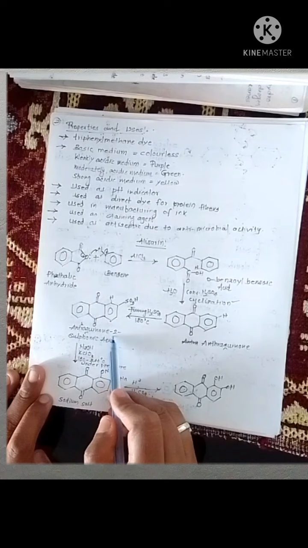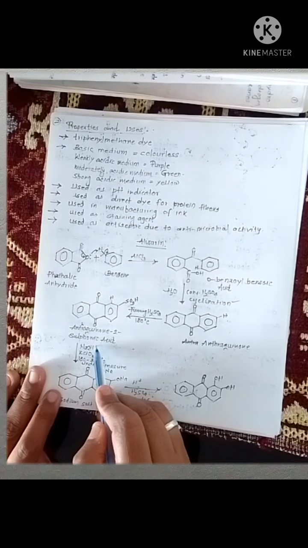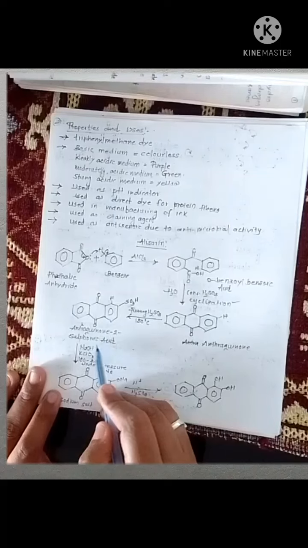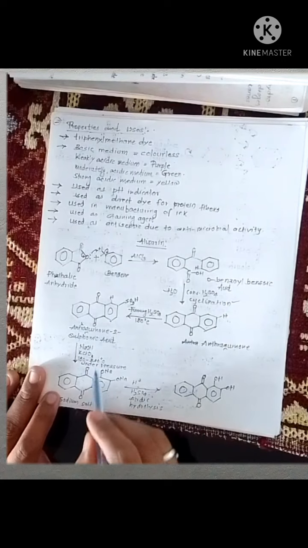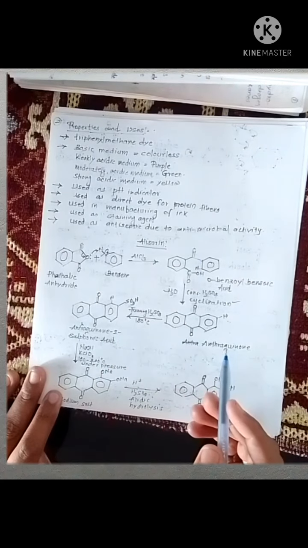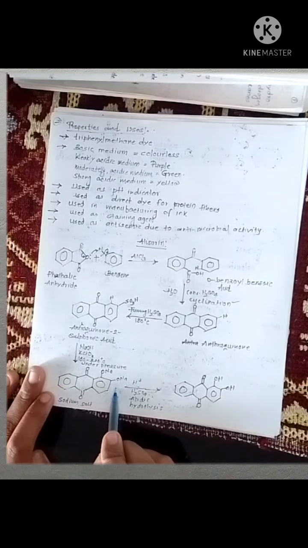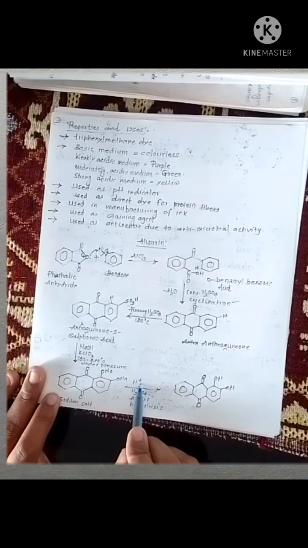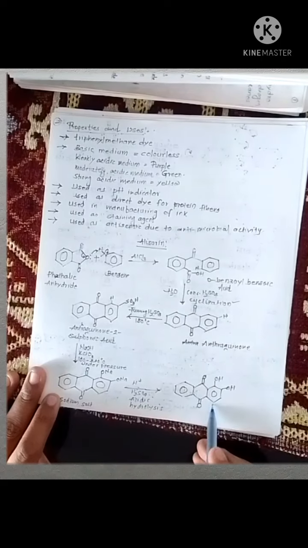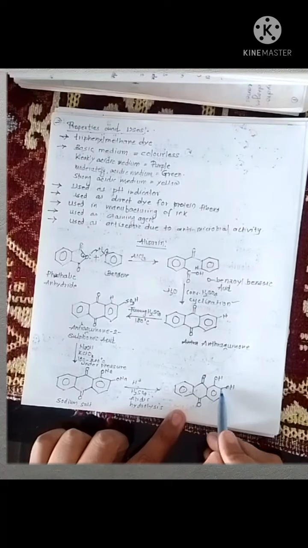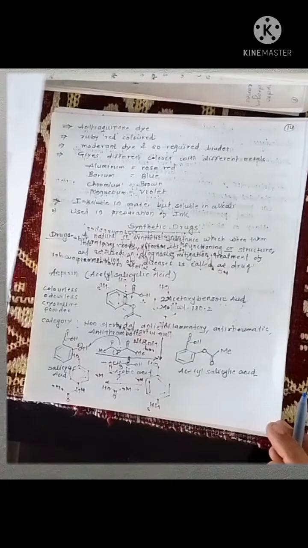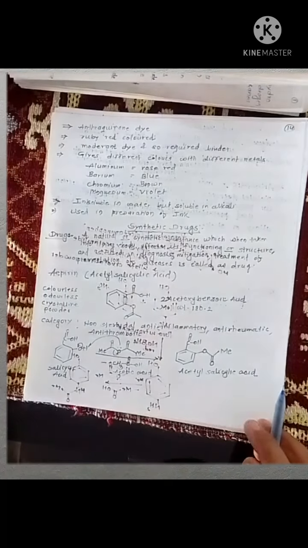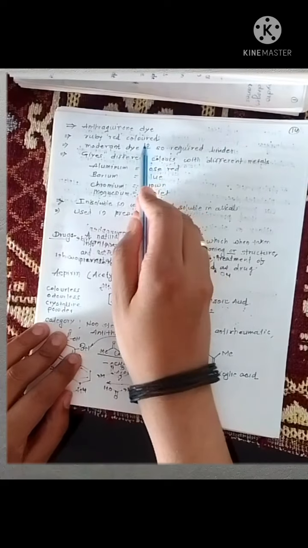This anthraquinone-2-sulfonic acid is then reacted with NaOH, that is a base. This is acid and this is base. So we basically got a salt, that is the sodium salt of anthraquinone-2-sulfonic acid. Then this sodium salt undergoes acidic hydrolysis and we basically got alizarin. Alizarin dye is an anthraquinone dye due to the presence of the anthraquinone group in the structure. It is a ruby red color.